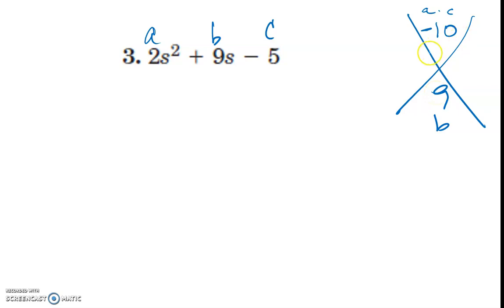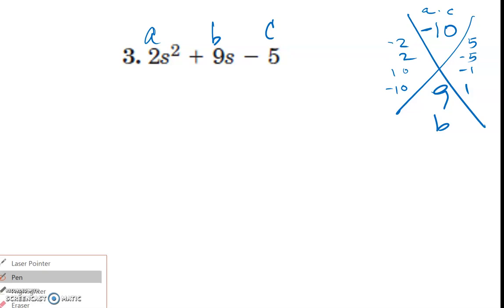So if we're thinking about the factors of -10, we have -2 and 5. We have 2 and -5. I also have 10 and -1 and -10 and 1. So which pair, when multiplied together, give me -10, but then when I add them together, give me 9? If you look at the combination, -2 times 5 is, yes, -10, but when I add them together, that's actually a 3. If I take 2 times -5, yes, it's -10, but when I add them together, it gives me -3. I need a 9.